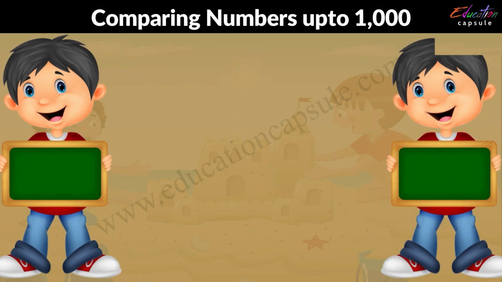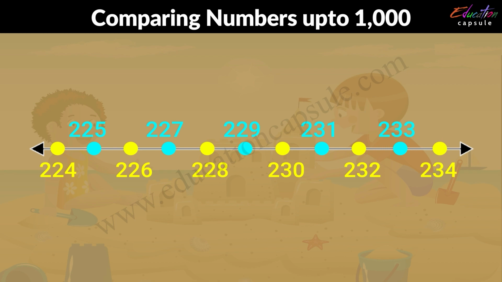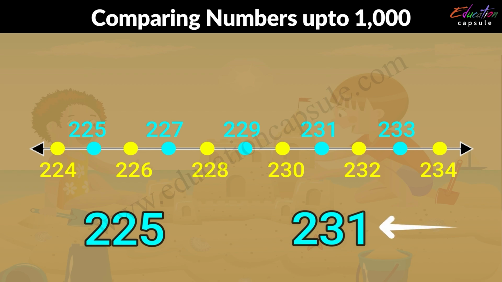Now, we will compare numbers using a number line. We can also use number lines to compare two numbers. For example, two numbers, 225 and 231, are shown on the number line. The number on the right side of the number line is always bigger than the number on the left side, which means that 231 is bigger than 225.